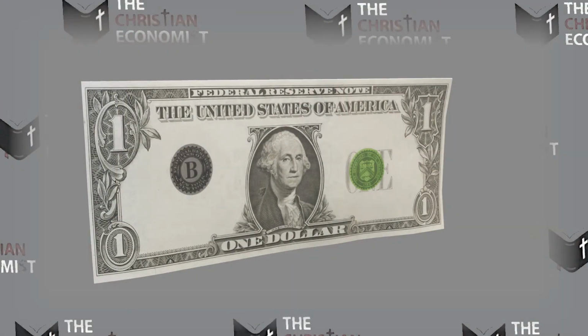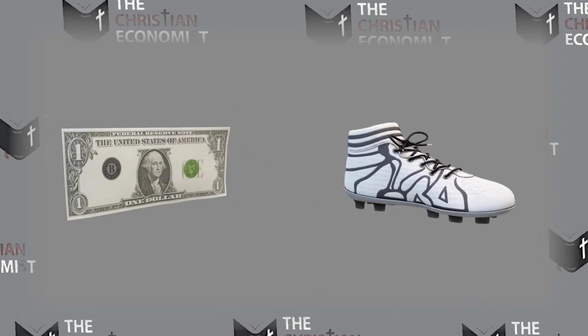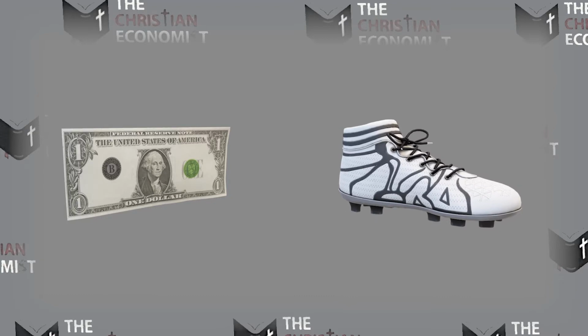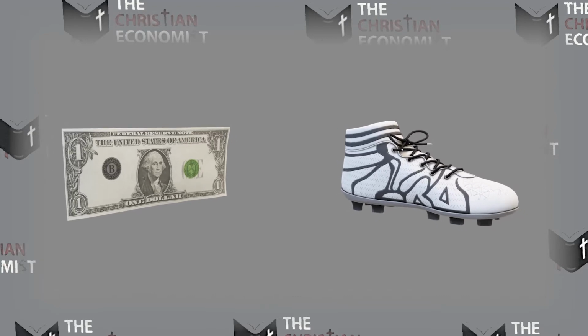I often use a shorter definition. It's simply increasing prices and wages. This is a U.S. currency. This is a U.S. good. As there are more of these chasing fewer of these, the price goes up. As there are fewer of these chasing more of these, the price goes down.